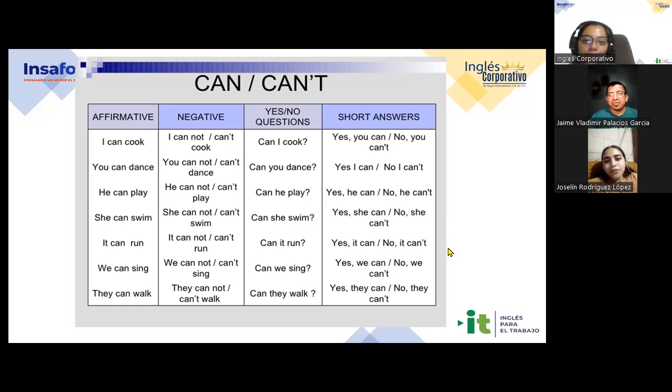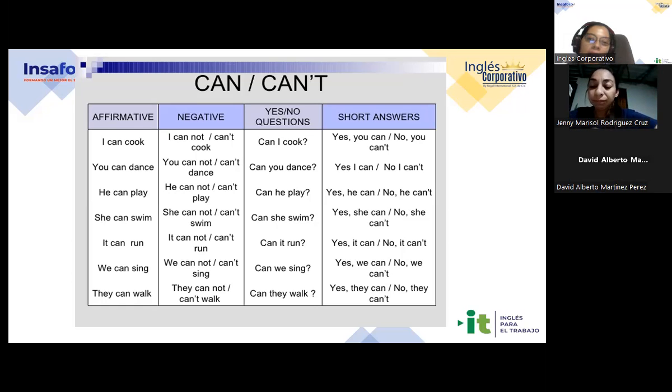Vamos a ver. Let's see. Jenny, choose one of your classmates. Okay, teacher. Jenny, ¿a quién elige? David. Okay, David. Ready? Ask Jenny. Okay. Can you read all day? Can you read all day, David? No, I can't.